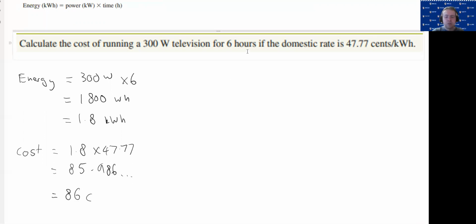cents, which is not a lot of money. But obviously, you know, all of these things add up together. Your television relative to other appliances would probably use a bit less electricity. Something like an oven or your aircon will use a bit more.